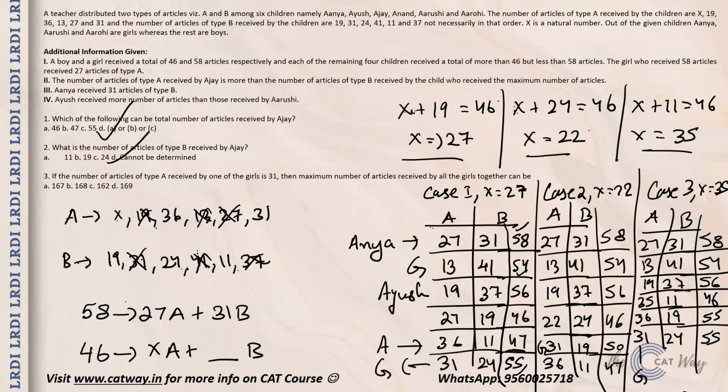All right, guys. So perfect. From here we get that 167 articles are received by the girls in case 1. Okay, let's go to case 2. We know this is Anya. We definitely know this is Anya.